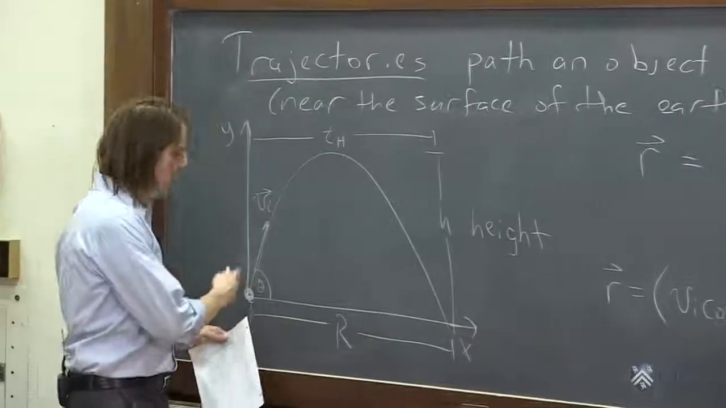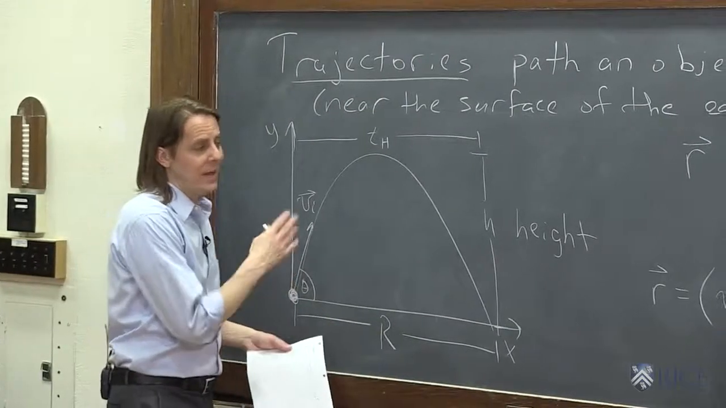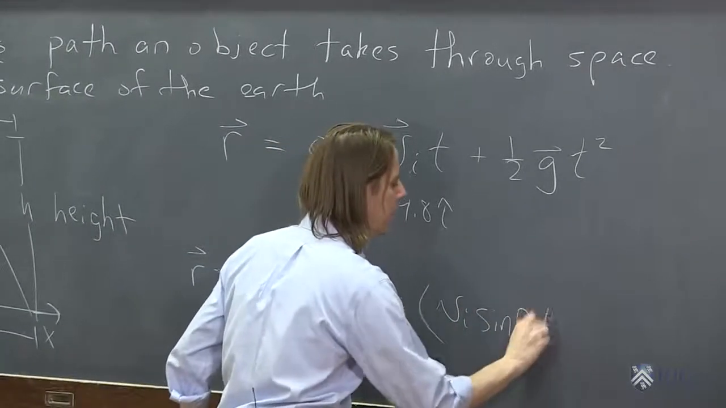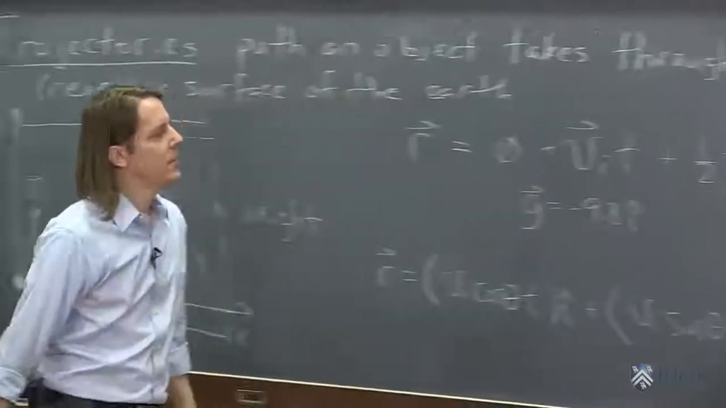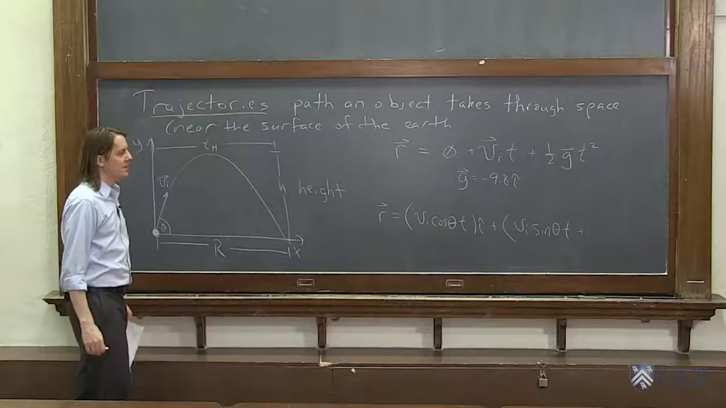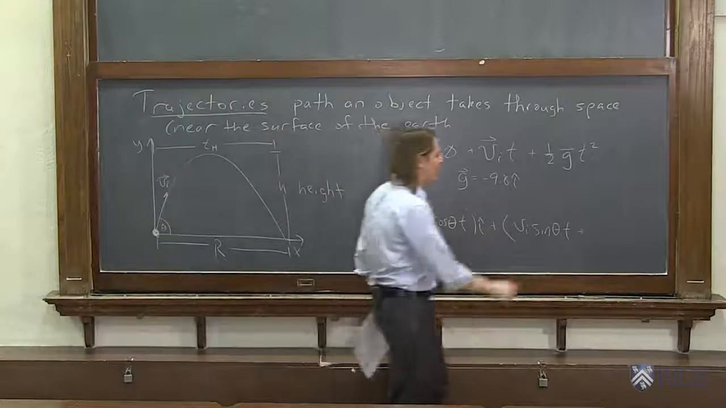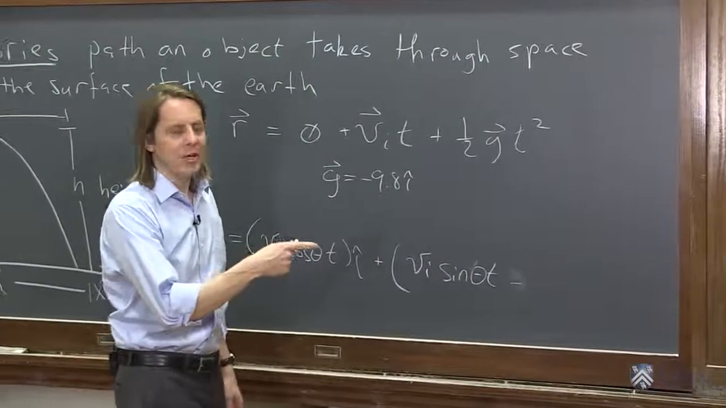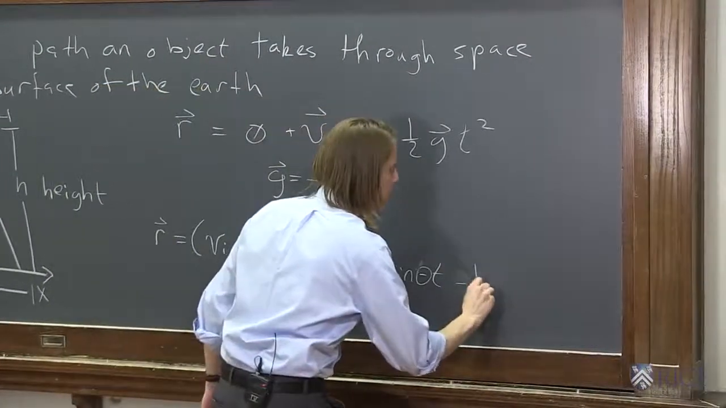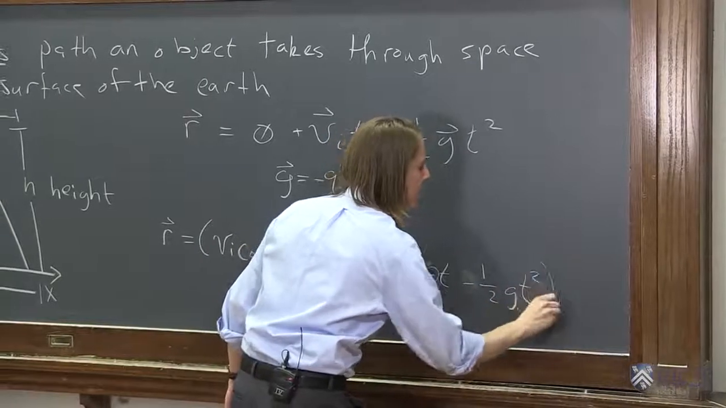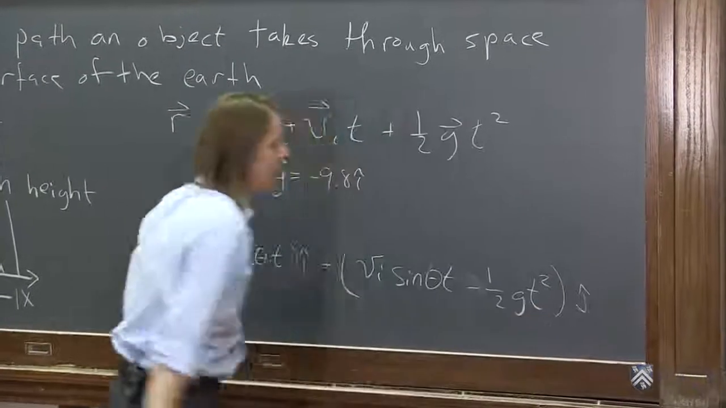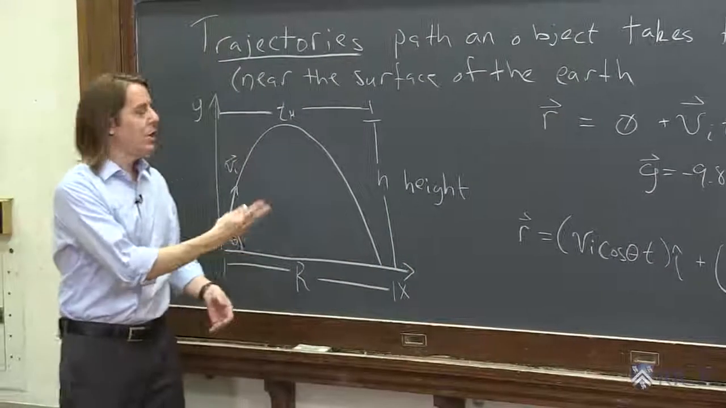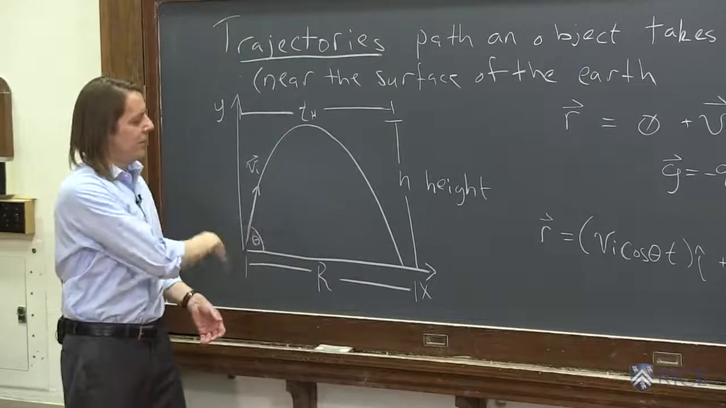And then in y, starting at the origin, 0, it has an initial y velocity, which is v_i sine theta t, plus gravity, plus 1/2 g t squared. And the normal thing to do now is to change this positive to a negative, because we're now dealing with just the scalar value of g, 9.8 meters per second squared. So we would call this minus 1/2 g t squared, and that's the j hat component. So this is the position vector version of a trajectory, and now we're going to use it to derive the hang time, the range, and the height.